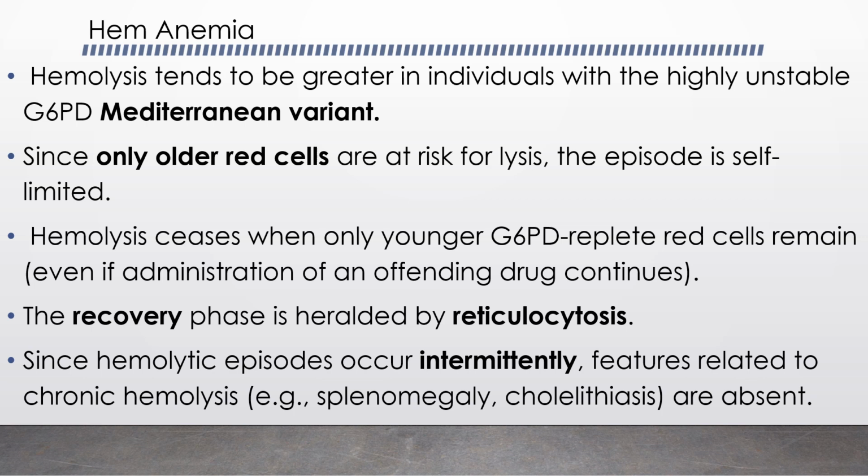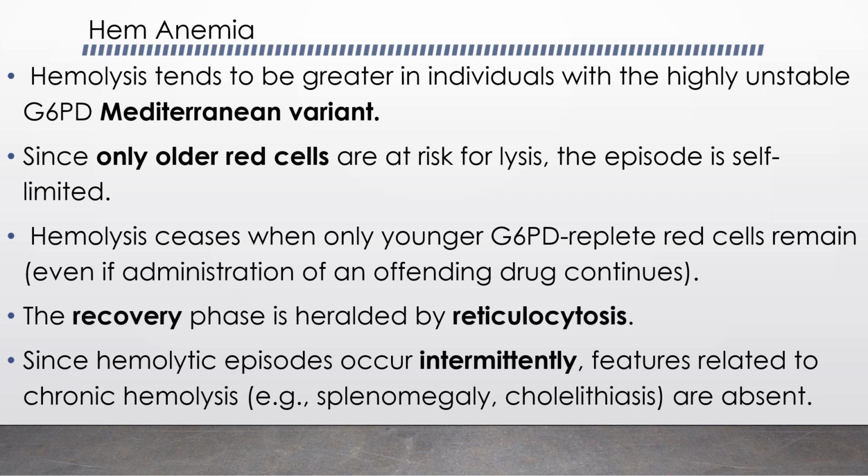So, Mediterranean variant, there is a Mediterranean variant. Hemolysis tends to be greater in individuals. It is an unstable form of the disease. Since older red cells are at risk for lysis, the episode is self-limited. Younger cells can deal with it better, but in older cells, all of those capacities are exhausted. Hemolysis ceases when only younger G6PD-replete red cells remain.